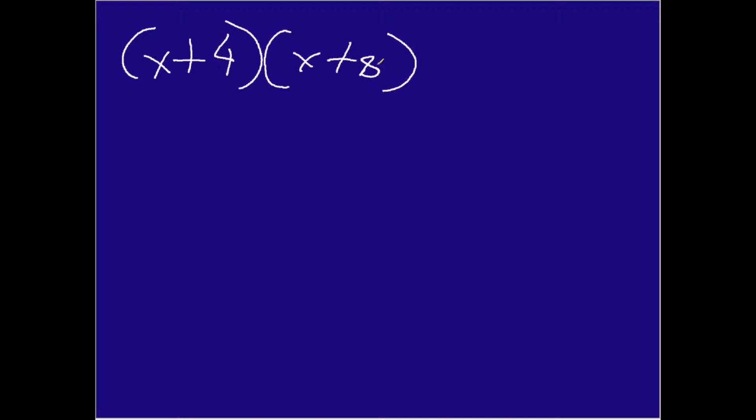So imagine, or I guess you don't have to imagine, you're going to see it. Let's say I have the following two binomials. By binomial, we just mean two terms. So we got x plus 4 and we got x plus 8. The reason this is binomial is because we have the x and then we have the 4. It's two separate terms.